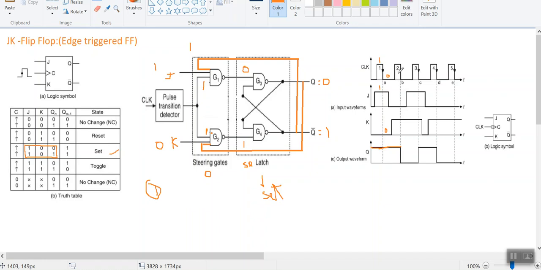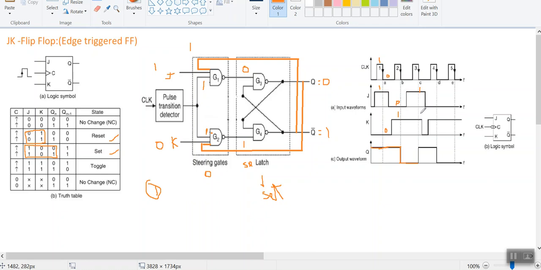The next edge occurs at the second position, which is B. At this position my J value is 0 and K value is 1. From the truth table, the state is reset. Therefore my output waveform immediately changes from 1 to 0 until my next edge arrives. The next edge arrives at the third step, which is C. At this point my J value is 1 and my K value is also changing immediately.